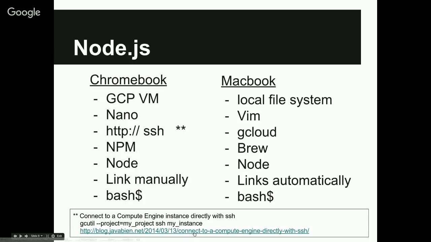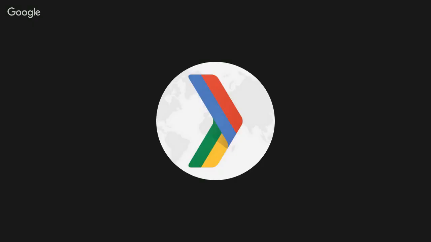You can connect directly to a Compute Engine instance with SSH. Once you've done that, you can bring libraries in directly from GitHub onto your VM instance in the cloud. So you don't need to use a local file system. That's the main point here.